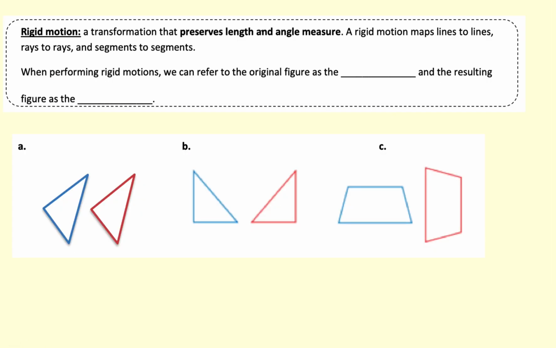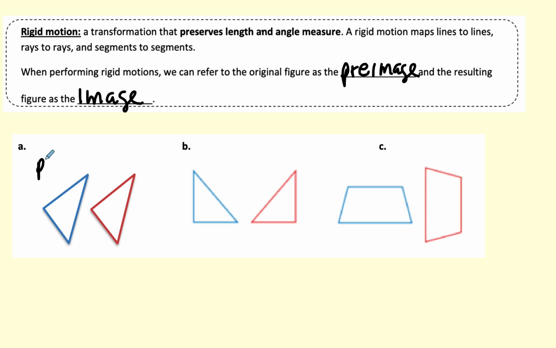Let's take a look at rigid motion. Rigid motion is a transformation or a movement that preserves length and angle measure. A rigid motion maps lines to lines, rays to rays, and segments to segments. When performing rigid motion, we can refer to the original figure as the pre-image and the resulting figure as the image.